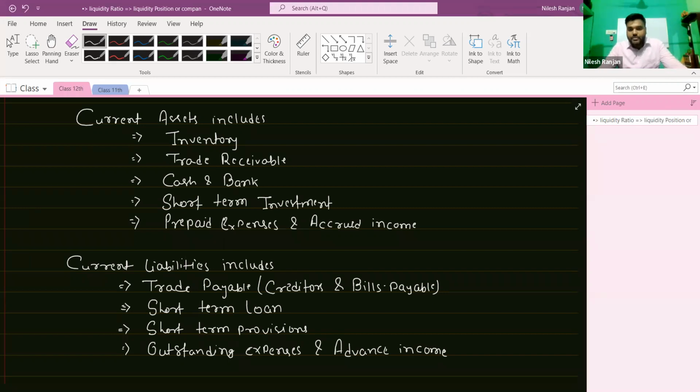And outstanding expenses and advance income. Someone paid us some money and we didn't perform his job yet. So it is called advance income. And outstanding expenses, it means someone has completed his job for us and we didn't pay the amount. So these are our current assets and current liabilities.